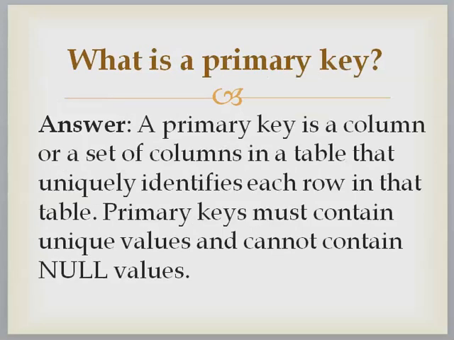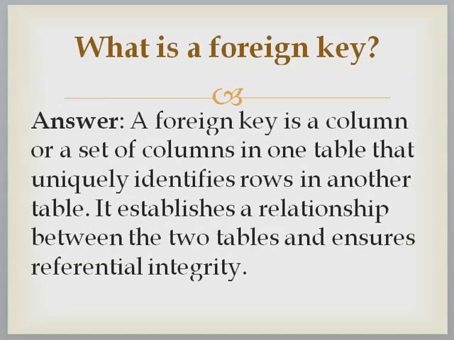What is a primary key? Answer: a primary key is a column or a set of columns in a table that uniquely identifies each row in the table. Primary keys must contain unique values and cannot contain null values.